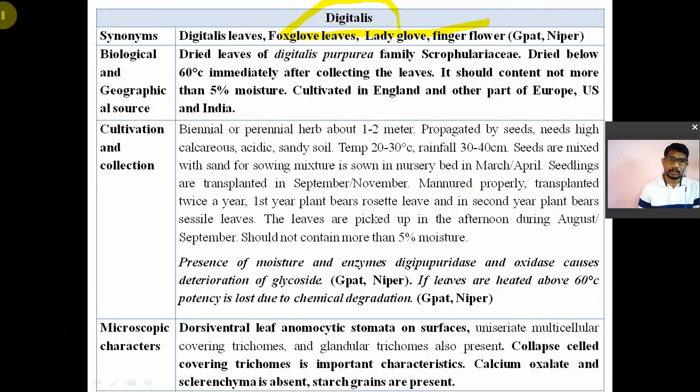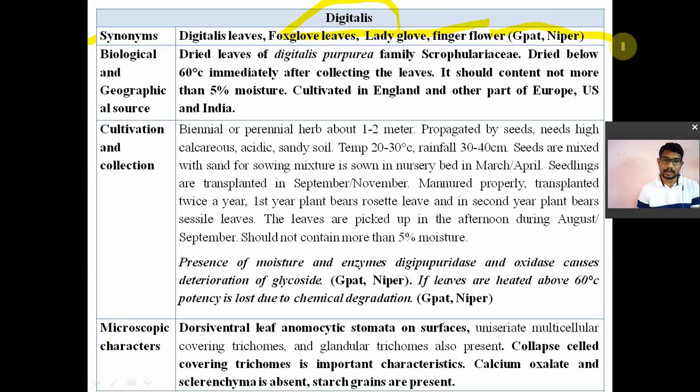So what is the synonym for digitalis? Digitalis leaves, foxglove leaves, lady gloves, then finger flower. They are the synonyms for digitalis. Remember the synonyms of digitalis: foxglove leaves, lady glove, then finger flower.